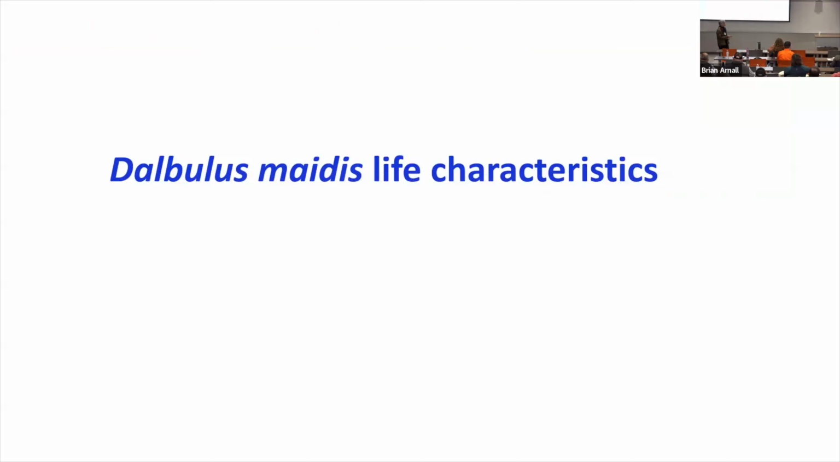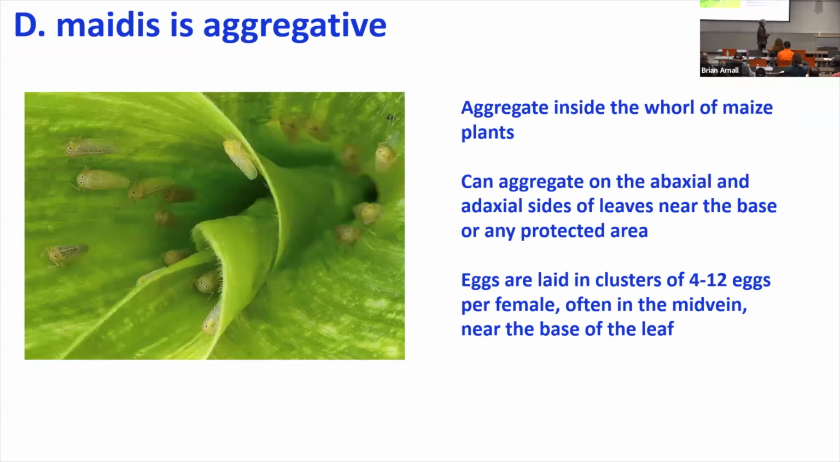Okay, Dalbulus maidis, life characteristics. Let's go through these pretty quickly. First of all, Dalbulus maidis is aggregative. If you've seen this in the field, how many of you have seen Dalbulus in the field? Oh, we have a few people, good. If you look in the whorl, you'll see them if they're there, and you'll see that they're aggregative. Why? Because it's protected, they lay their eggs in groups, and they lay a lot of eggs.